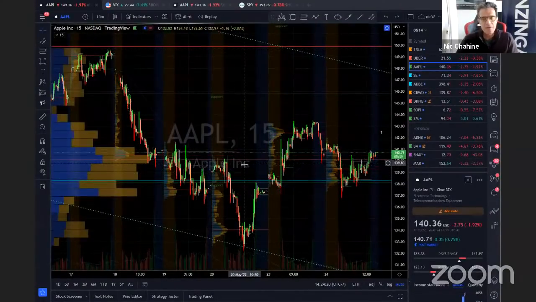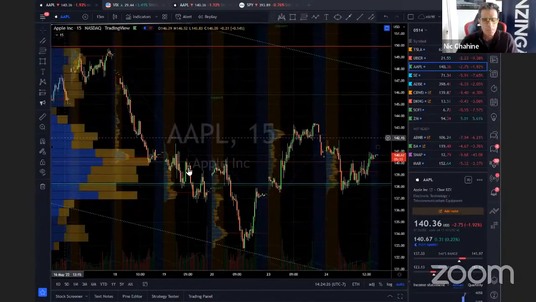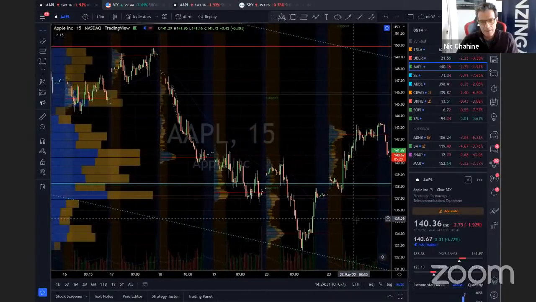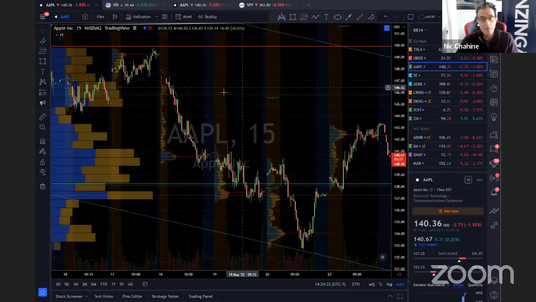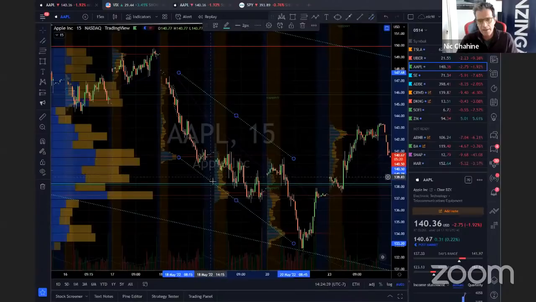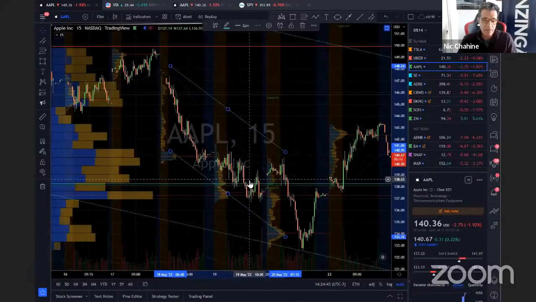Okay. This is 50. Boy, this thing is pretty noisy. I'm going to take that out. Okay, this is Apple over the past, I don't know, 4 or 5 days. You can see that it was falling inside of a channel. Anybody that kept trying to buy the dip kept losing money because they were fighting the trend.